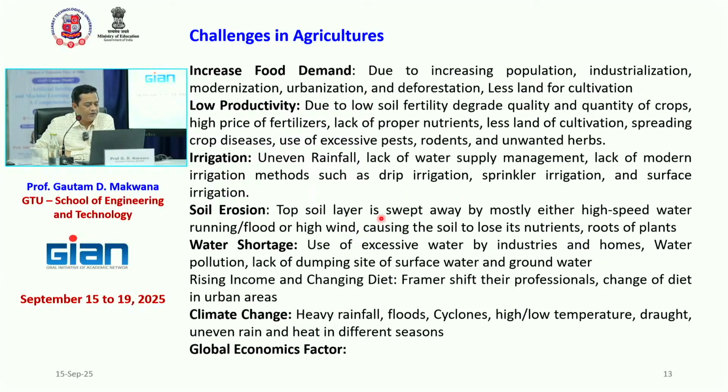So these are the cases where we can say the food demand is increasing due to the increasing population, industrialization, modernization, urbanization, and deforestation, less land for cultivation, low productivity due to low soil fertility, degraded quality of the crops, high price of fertilizer, lack of proper nutrients, spreading crop disease, use of excessive pesticides, rodents and unwanted herbs, irrigation, uneven rainfall, lack of water supply management, lack of modern irrigation methods such as drip irrigation, sprinkler irrigation, and surface irrigation, soil erosion, where the topsoil layer is swept away by high-speed water, running flood, or high wind, causing the soil to lose nutrients, roots, and plants, water shortage, and climate change. That I already discussed. Okay.